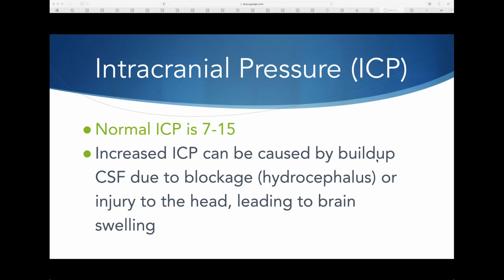It just has to stay between 7 to 15. And technically it's 7 to 15 in an adult that's laying flat. Don't worry about that. Normal ICP is 7 to 15. So that's the last thing that we're going to talk about today, because the rest is going to get very deep next class. So it's very important that you study everything that we learned today.